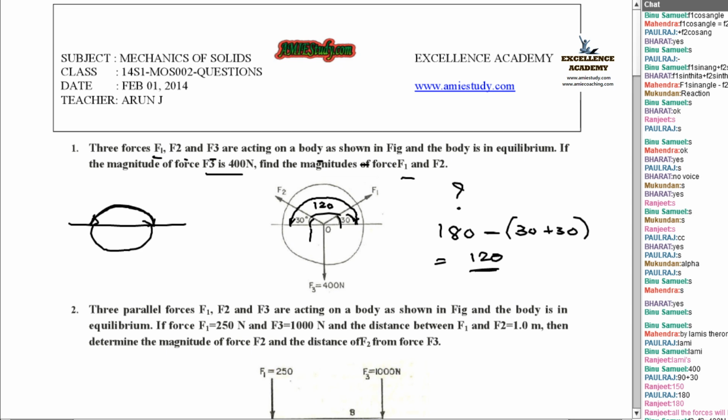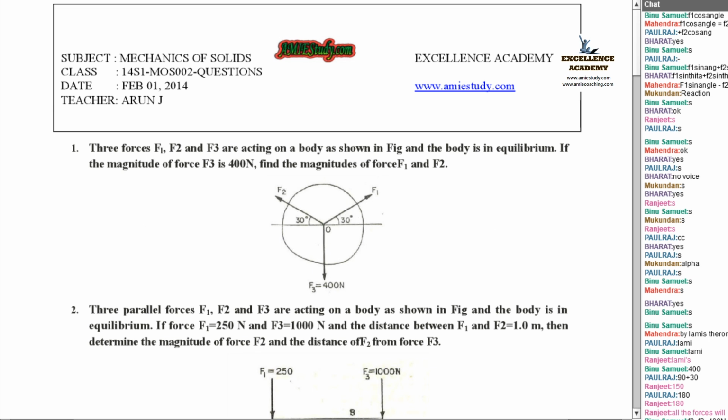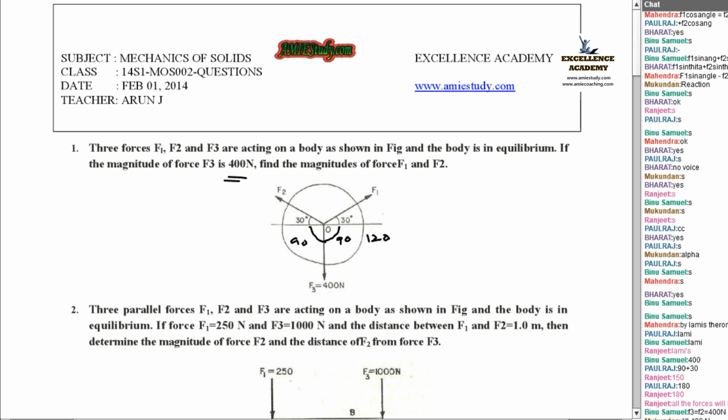Yes, right. Then what about here? This is a line which is parallel to the ground. Hence, this angle will be 90 degree and this angle will be 90 degree. And what about the angle between F3 and F1? Say F3, F1 is 90 plus 30, that is also 120. And what about here? That is also 120. That means the angles between all these forces remain the same. That means F2 equals F3 equals what? 400 itself. Yes, you are right.